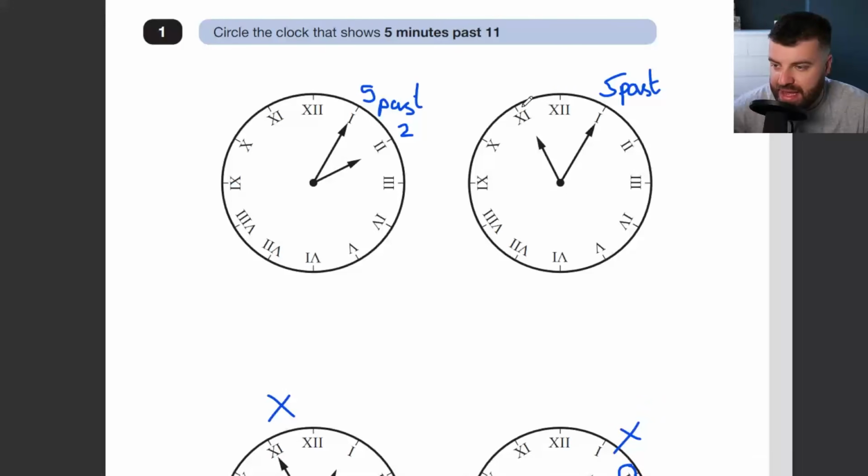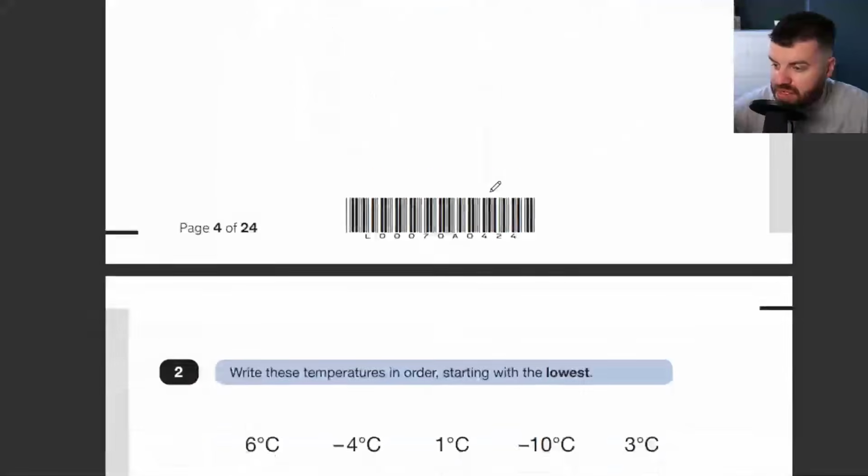5 past, look at the hour hand. XI is 11, because X is 10, I is 1. Therefore, this is the clock we have to circle for question 1.